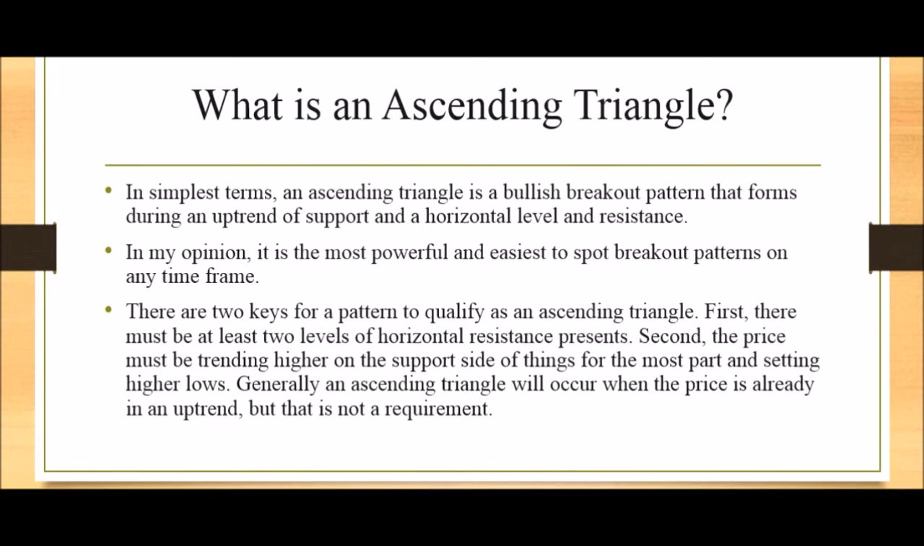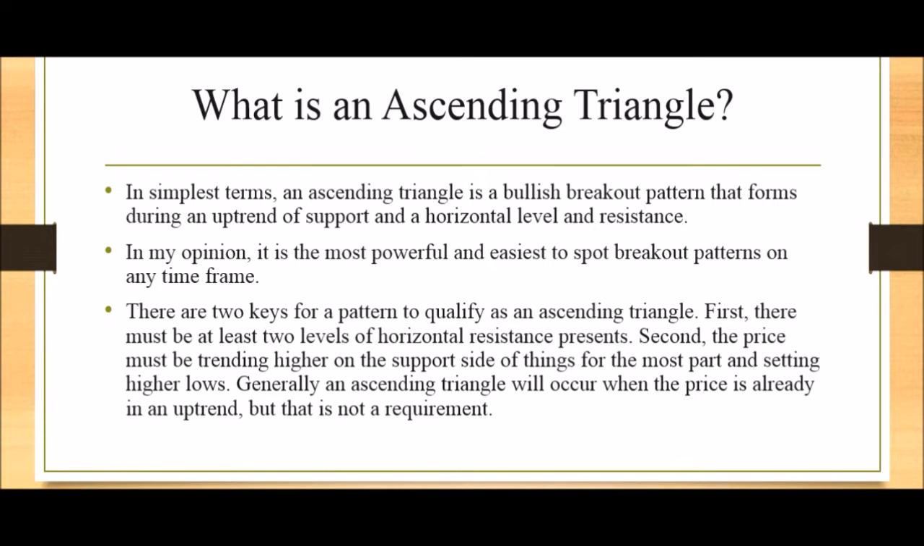There are two keys for a pattern to qualify as an ascending triangle. First and foremost, there must be at least 2 levels of horizontal resistance. So you need to see the price go up and stall out at roughly the same point at least twice. Second, the price must be trending higher on the support side of things for the most part and setting higher lows. So you need to see higher lows forming. You might have an occasional dip down below the ascending support trend line, but for the most part, we need to be trending upward and forming higher lows.